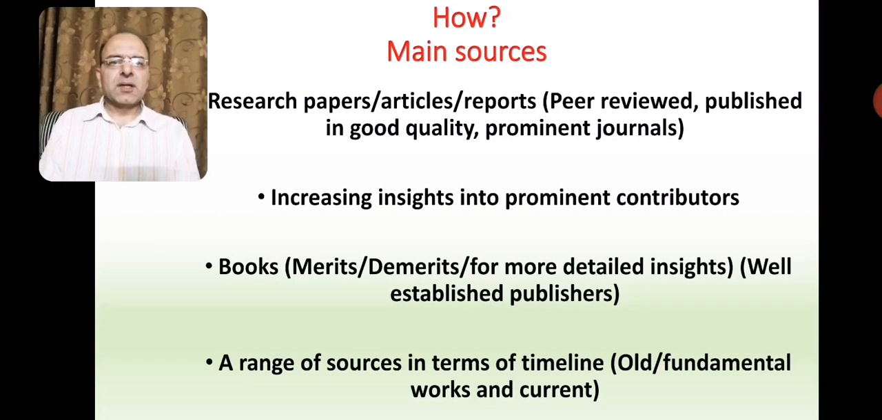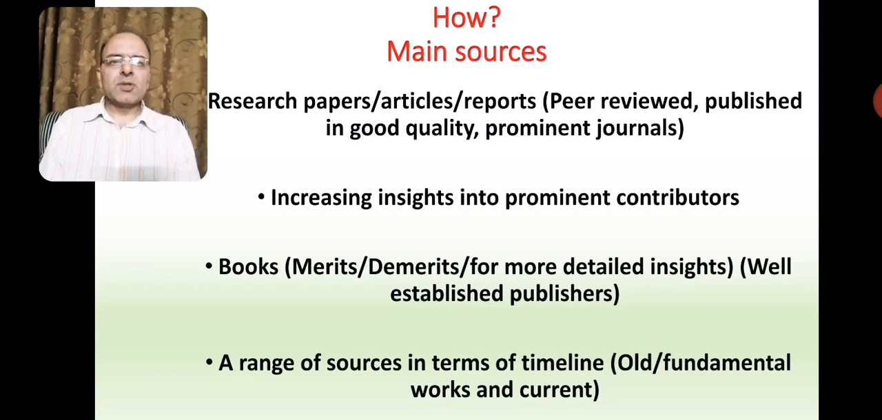besides journals and research papers, you can also go for books. There are merits and demerits of reading books for literature review. The merit is that it gives you more detailed insights, especially if you read books by well-established publishers. But there could be demerits of it as well, keeping in view the time that you have. So you have to decide on maybe selectivity of the particular parts of the bigger books that you need to focus on. And then a range of sources in terms of timeline.